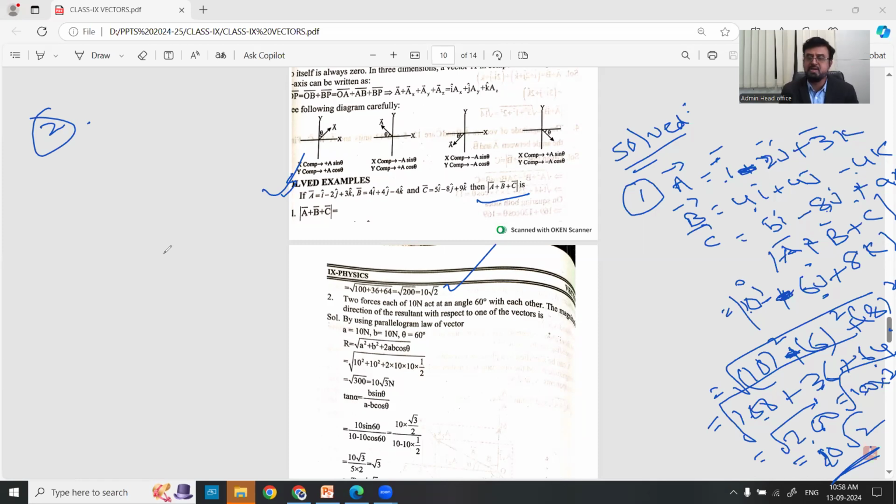A, B, C are given. We have to find out mod of A plus B plus C. A plus B plus C you can add directly: i with i, j with j, k with k. Conventional addition only. But when you are asked for the mod, you have to go for the under root of the sum of squares of components. So 10 root 2, you can write simply with units.